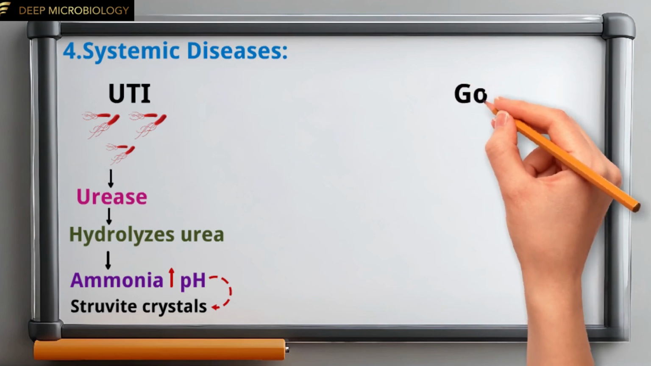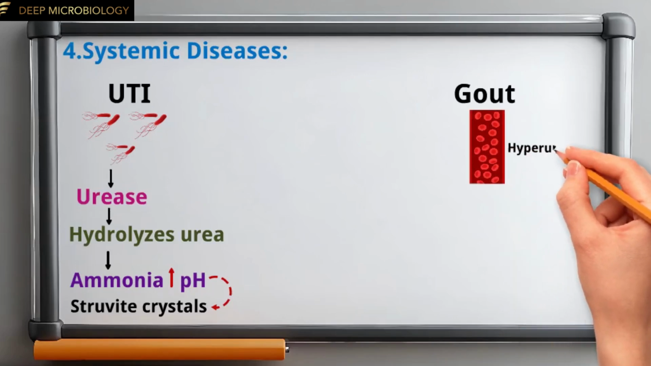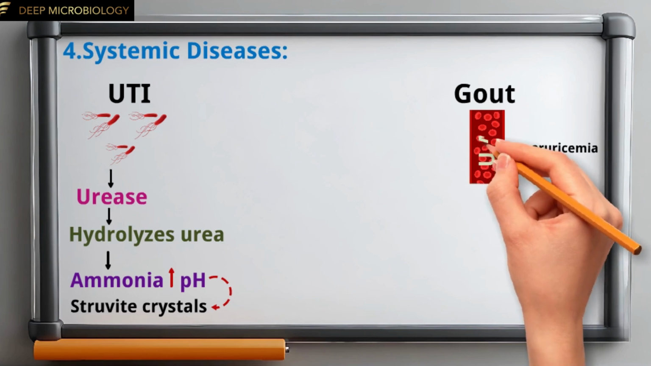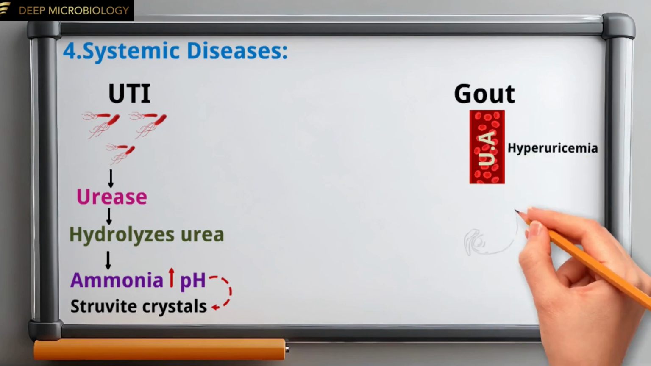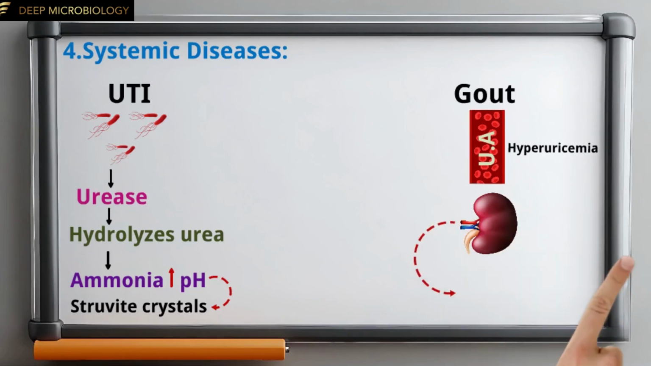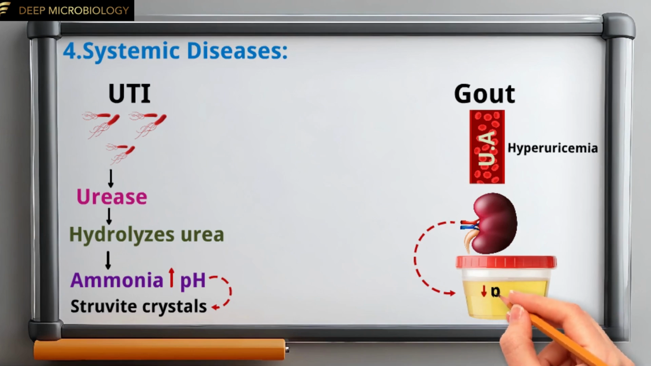Gout. Gout is caused by the accumulation of uric acid in the blood, hyperuricemia, due to increased production or reduced excretion of uric acid. Excess uric acid in the bloodstream is filtered by the kidneys, leading to supersaturation of urine with uric acid. In acidic urine, uric acid precipitates to form uric acid crystals.